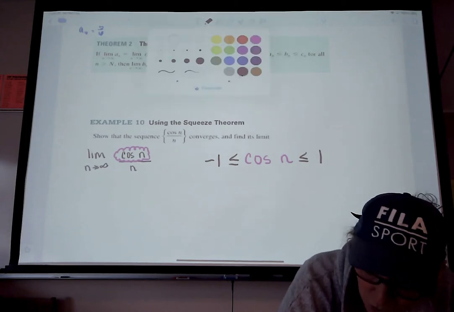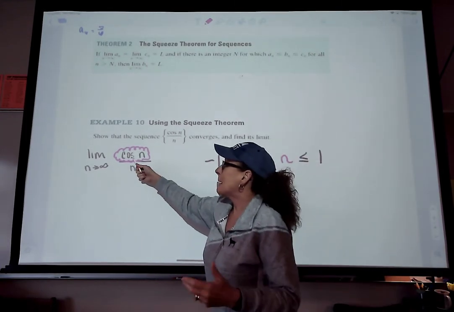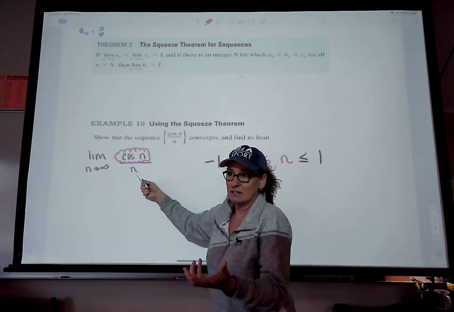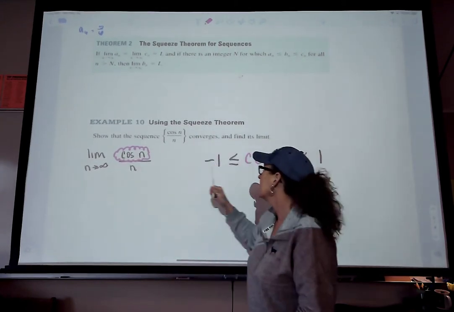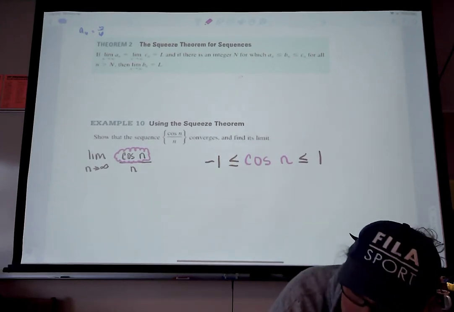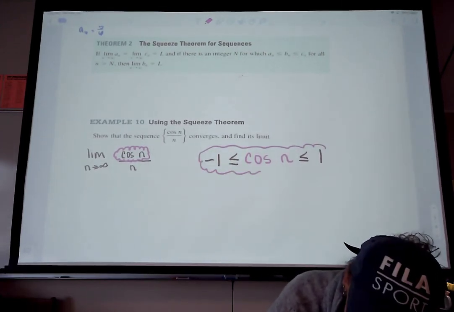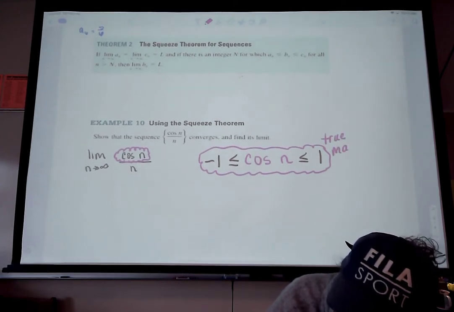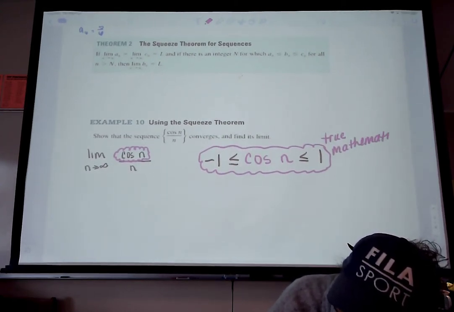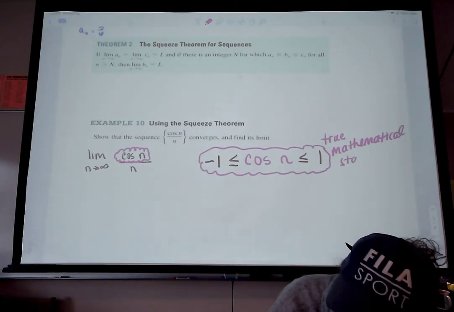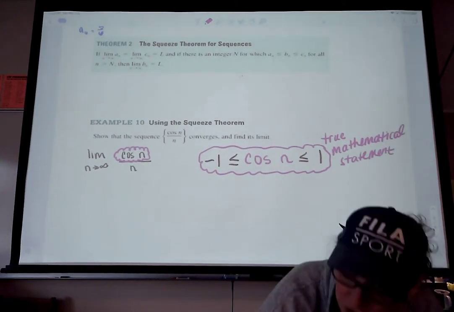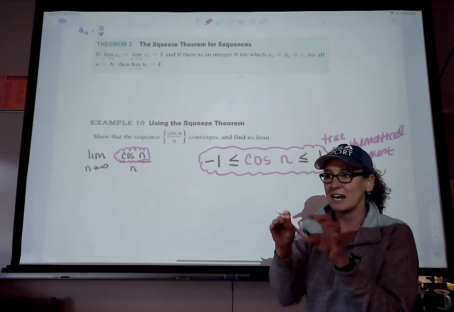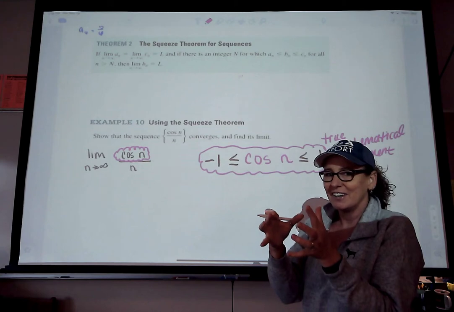Right? So we took a piece of our function, of our explicitly defined sequence. We took a piece of it and we turned it into a true mathematical statement. You have to start with a statement that you know beyond a shadow of a doubt, without using your graphing calculator, is true.